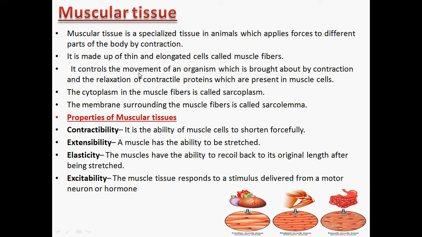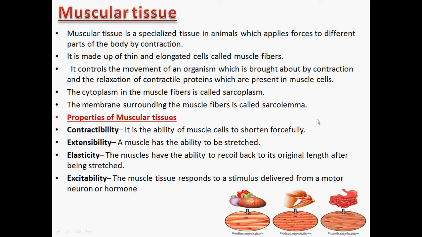So it controls the movement of an organism, which is brought about by contraction and relaxation of contractile proteins which are present in the muscle cells. The cytoplasm in the muscle fibers is called the sarcoplasm. The muscle cells, or muscle fibers, have been given specific names. The cytoplasm of the muscle fibers is the sarcoplasm, and the membrane surrounding the muscle fibers is named the sarcolemma.